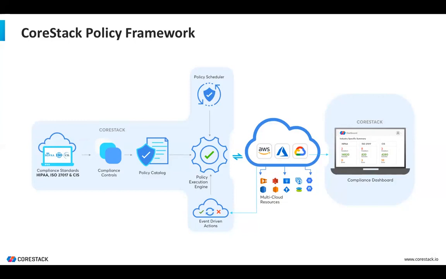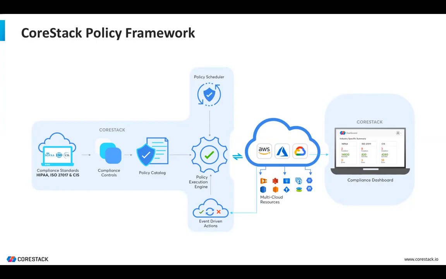CoreStack has a converged policy framework. All the compliance standards like HIPAA, ISO, or CIS, we have onboarded all these various controls and standards, and how these controls and standards apply to various cloud services. This is one of the challenges that we talked about during the question and answer. HIPAA provides a list of controls in a very generic way. How these controls are transformed to a container, how these controls need to be applied to a database as a service, or to storage as a service or object storage is a typical problem. So CoreStack solves the problem.